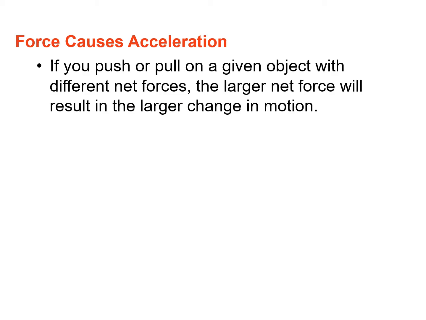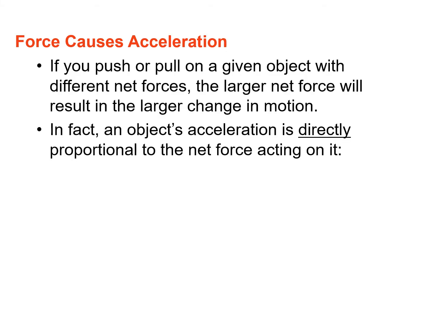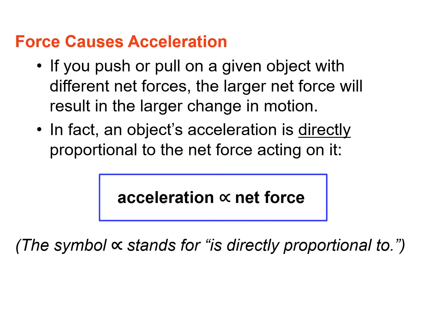So if you push or pull on any given object with a set of forces, what you'll find is the larger the net force, the more the object will accelerate. In other words, there is a direct proportionality or relationship between force and acceleration. We could symbolize it like this. Acceleration is directly proportional to the net force. That alpha symbol is our symbol for proportional.